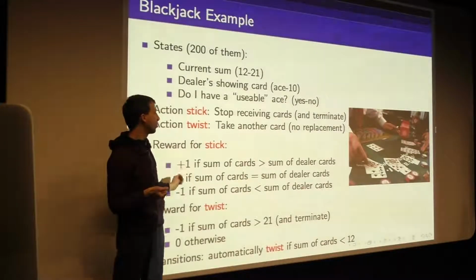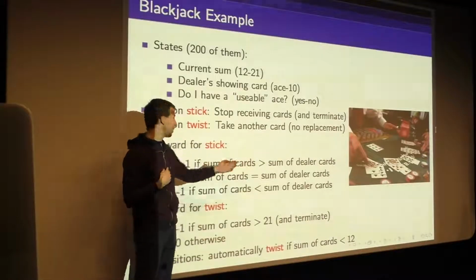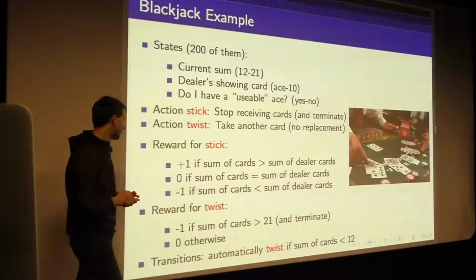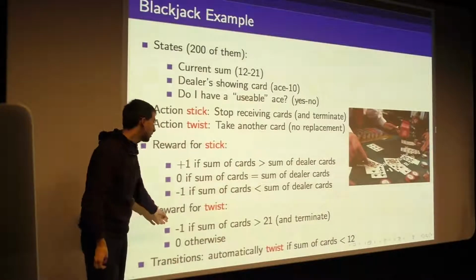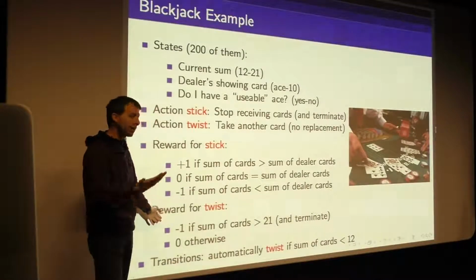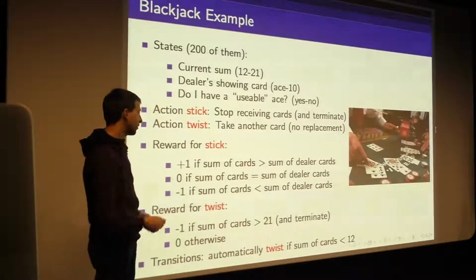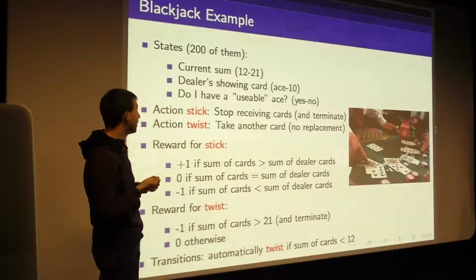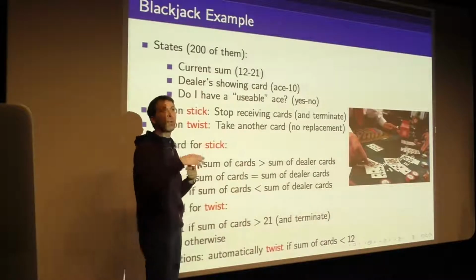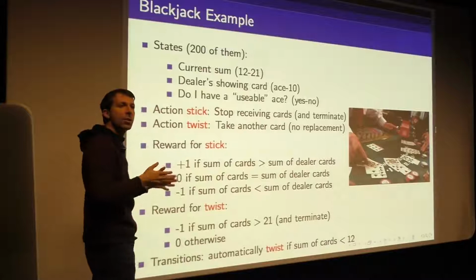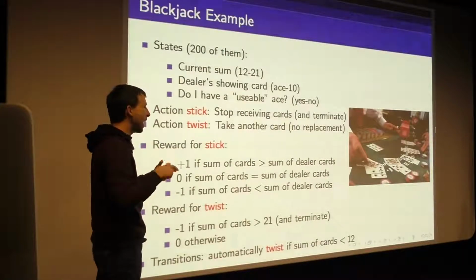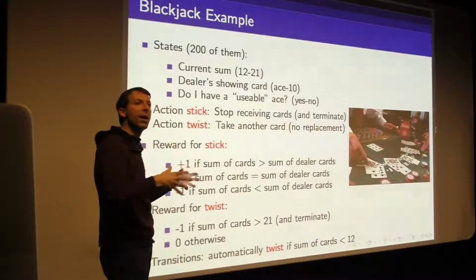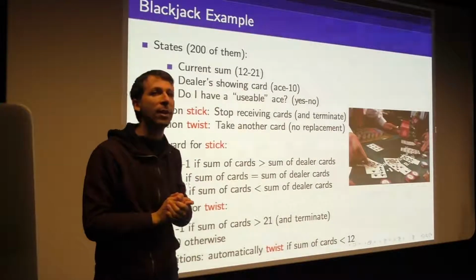And then you get +1 reward if your sum's greater than the dealer's sum, 0 if it matches, and -1 if you've got less. And if you twist, then you get -1 if you go over 21, because you go bust, and 0 otherwise. And for the transition structure of this MDP, the only thing we're going to add to it is this idea that if you've got less than 12, we're going to automatically twist. That's just part of the MDP then. So you only actually make actions where there's an interesting action to make. There's this sort of auto twist as part of the environment if you have less than 12.